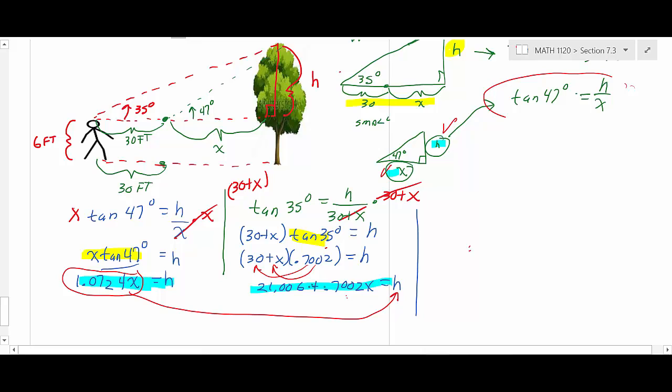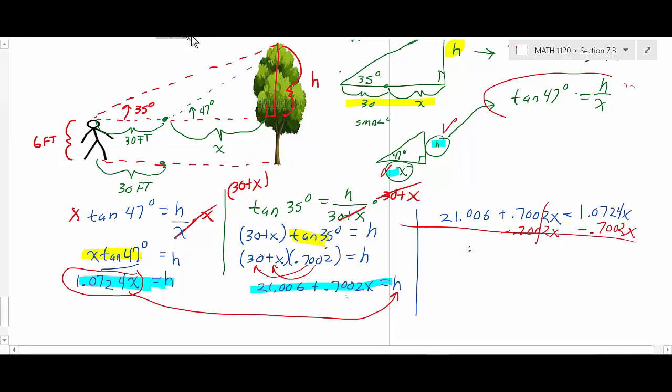So I'm going to write down this equation, 21.006 plus 0.7002x equals h. All I'm really doing is just setting these things equal to each other, and then that's an equation I can solve for x because it's got one unknown. Okay, all right? So when I do this, I'm going to subtract this from both sides. You can do this on your calculator too if you want to.